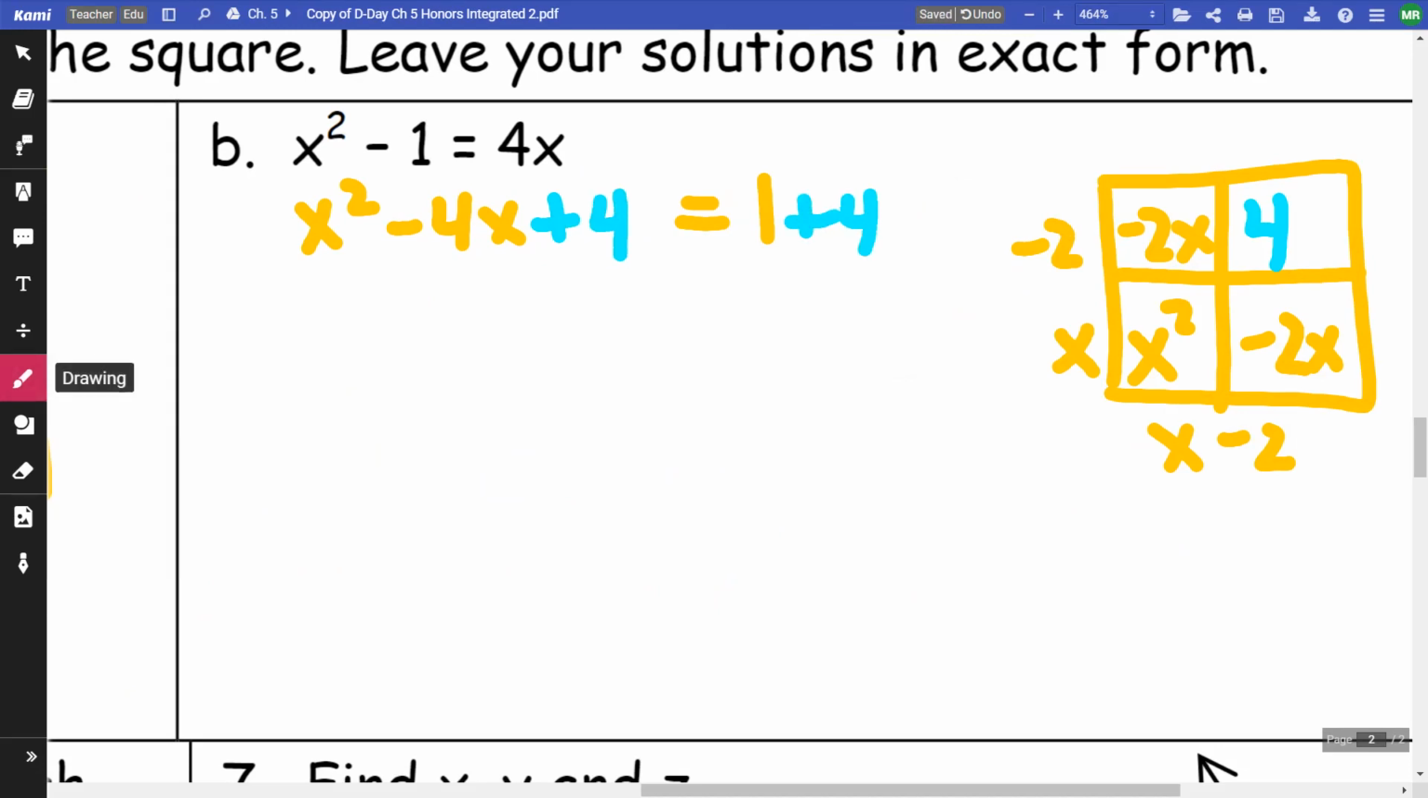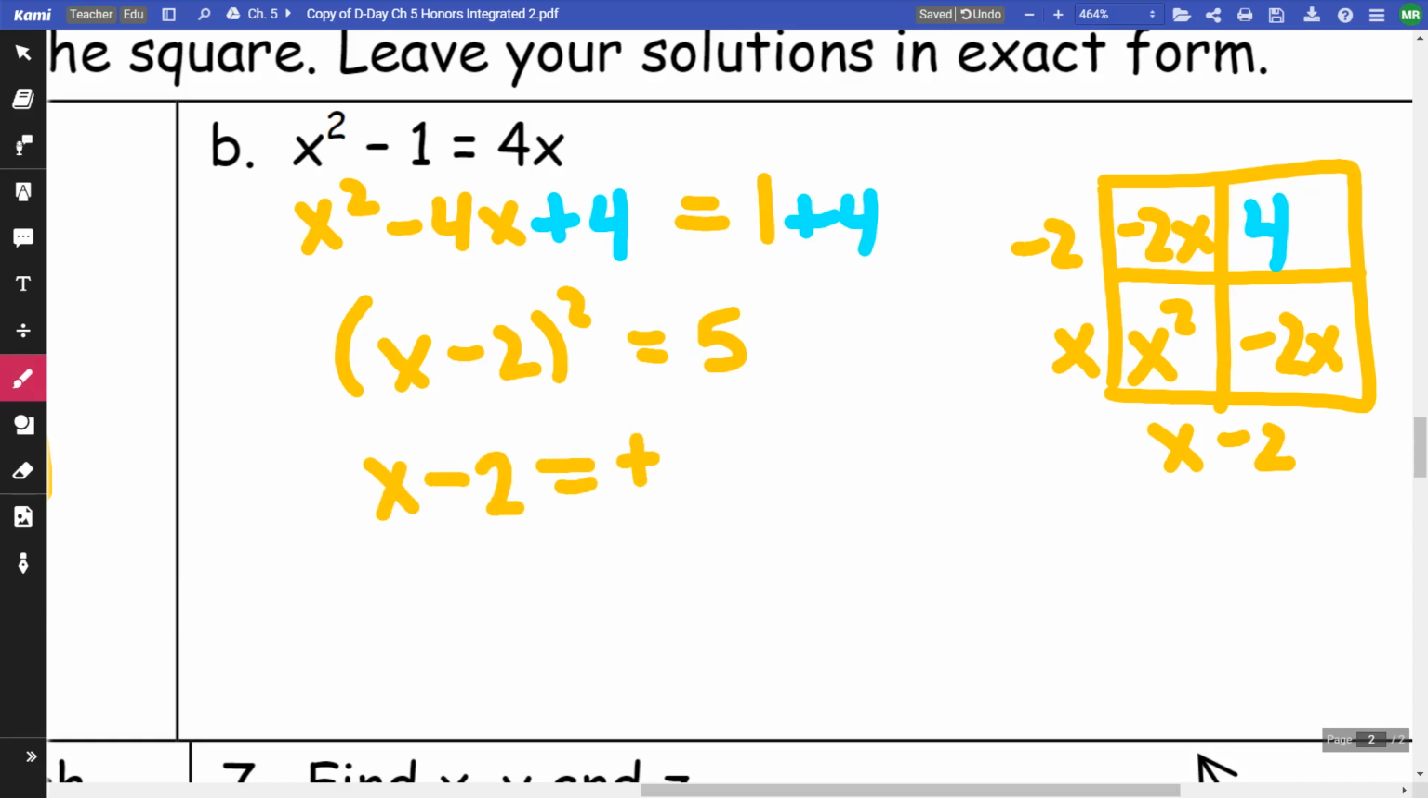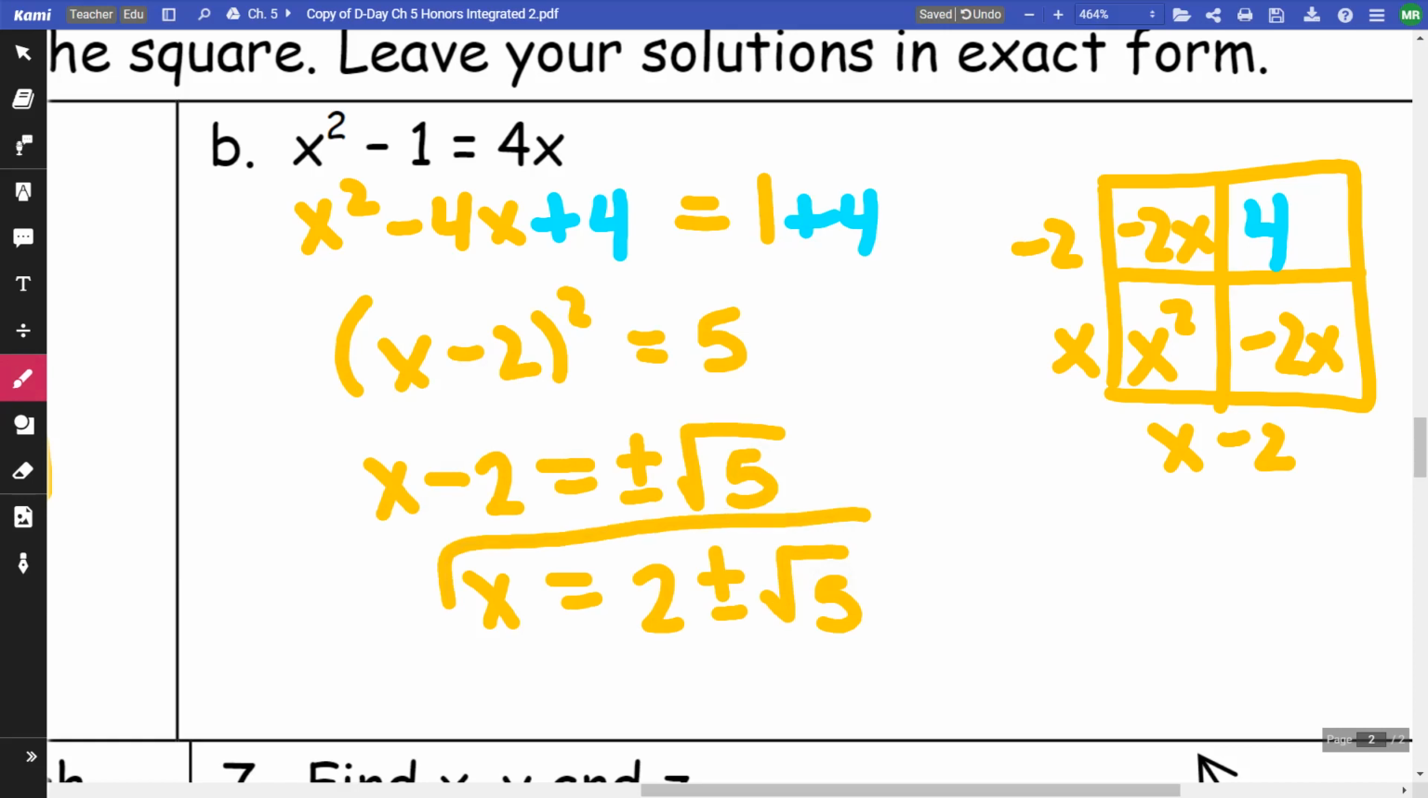So I am going to get x minus 2 squared is equal to 5. I'm going to take the square root. So I get x minus 2 is equal to plus or minus root 5. I'm going to add 2. So I get 2 plus or minus root 5 as the answer.